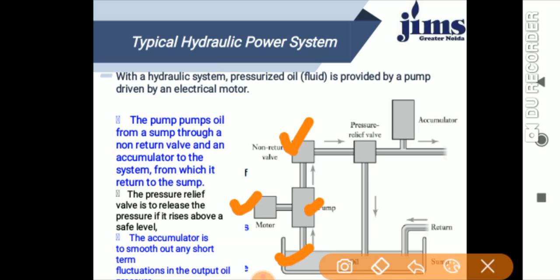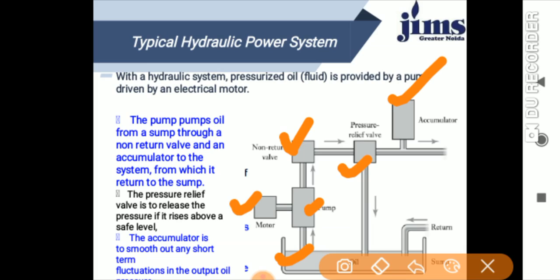it passes through the pressure relief valve. So the desired pressure goes to the accumulator, where it can be accumulated for the output pump, and the rest, which is more than sufficient, more than desired, may return back to the tank.